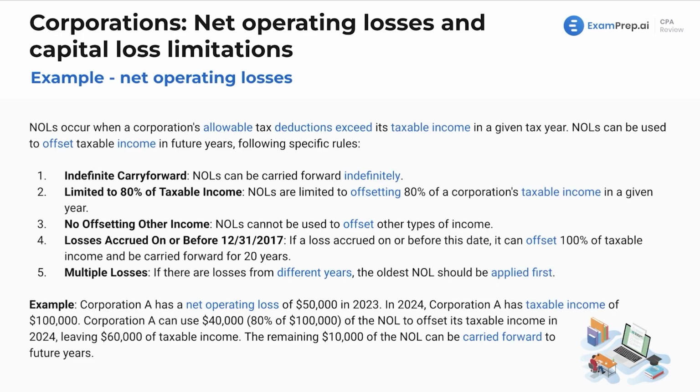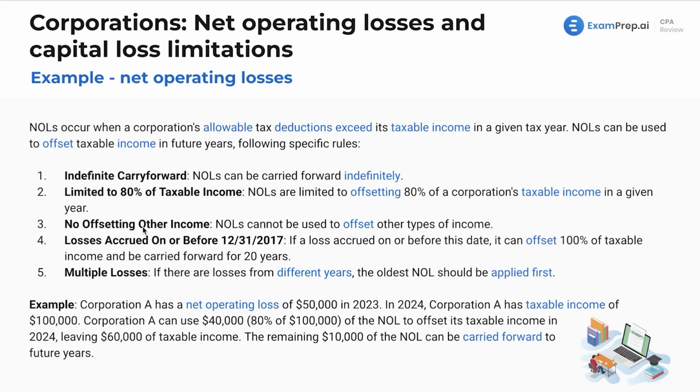All right, we got an example here for net operating losses dealing with our real life years. NOLs occur when a corporation's allowable tax deductions exceed its taxable income for a given year. NOLs can be used to offset taxable income in future years following our rules that we saw. Indefinite carry forward, well, NOLs can be carried forward indefinitely. They're limited to 80% of taxable income. They will be limited to offsetting 80% of a corporation's taxable income in a given year.